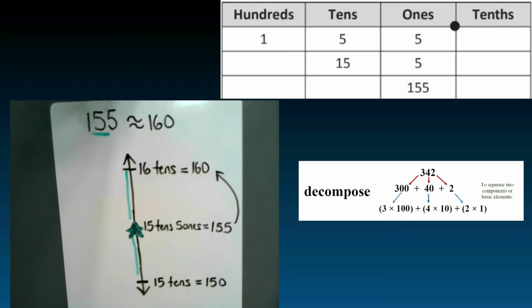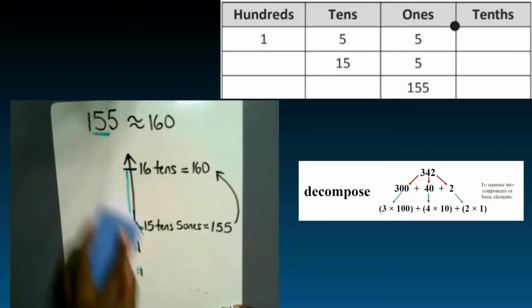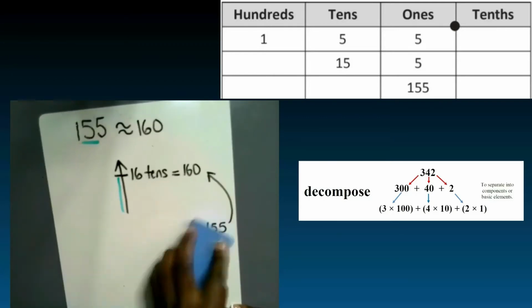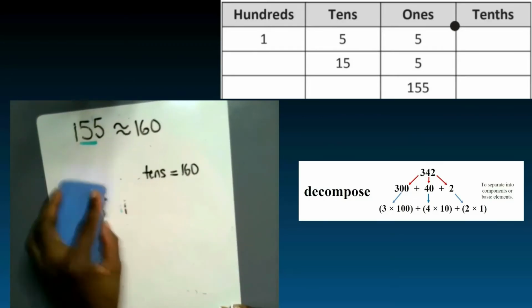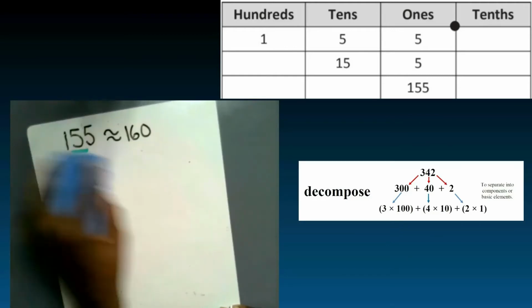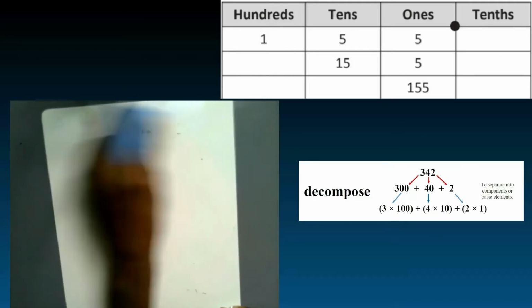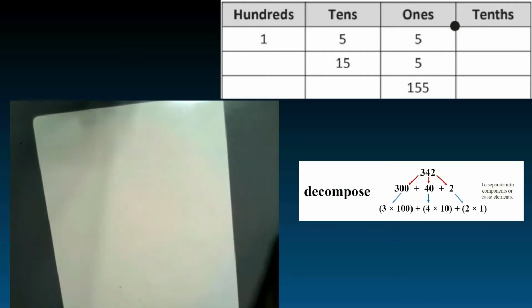Okay, let's try another one. I'm going to clear my whiteboard. And let's round another one. Now let's try to do the same thing with decimal numbers, okay? So here we go.